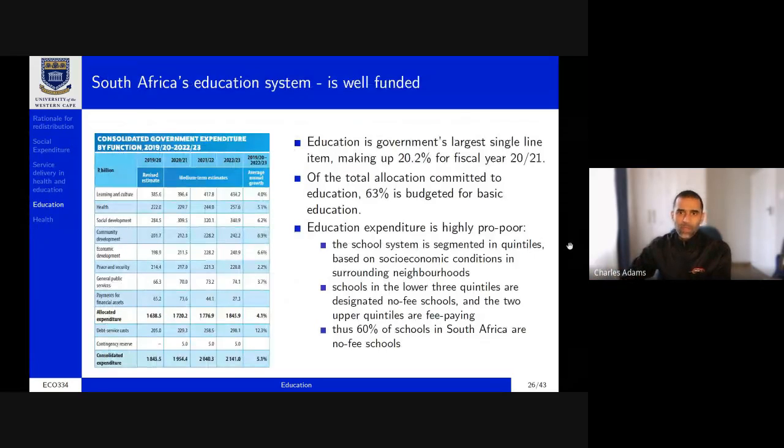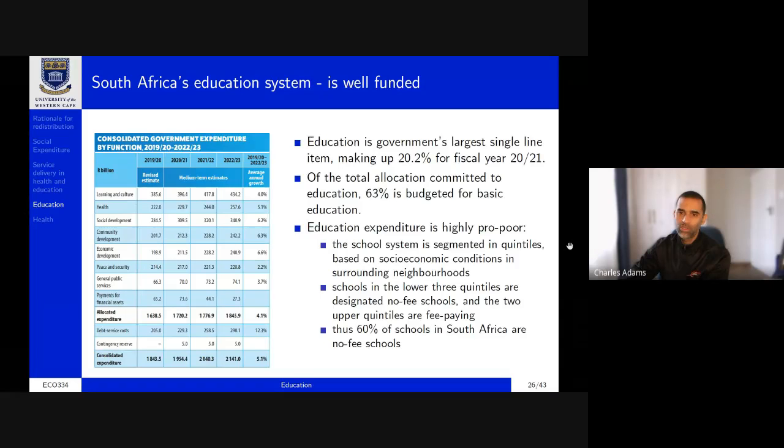Okay. So our education system is very well funded. So this is the budget for the 2021 fiscal year. Education has generally been government's largest single line item in the budget. Of the total allocation committed to education, 63% is budgeted for basic education. So naturally, most of the budget goes to basic education. That's where most of the kids getting educated are.